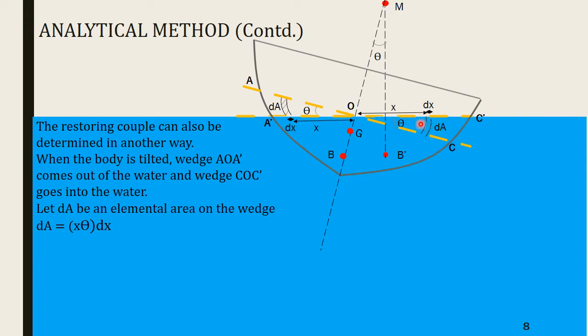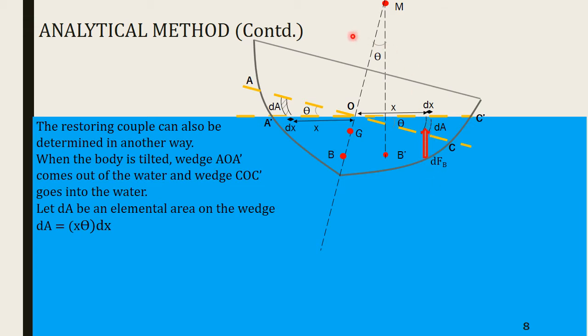An important phenomenon here is that the volume corresponding to this small dA would be subjected to a buoyant force in the upward direction. Here I have drawn the buoyant force dFB, which stands for a very small buoyant force that acts on the volume submerged corresponding to the area dA. This is the upward thrust on dA.